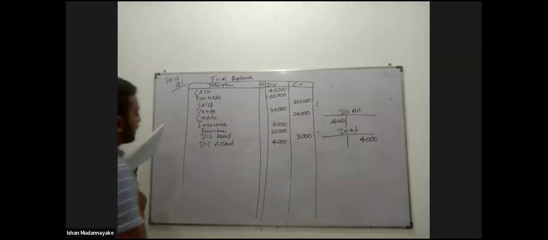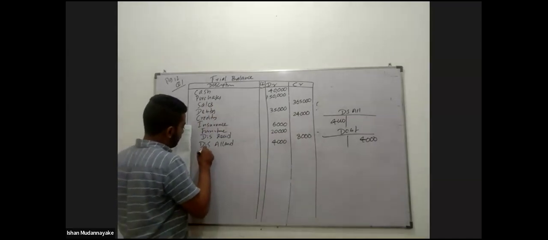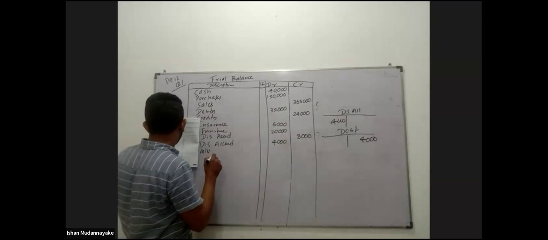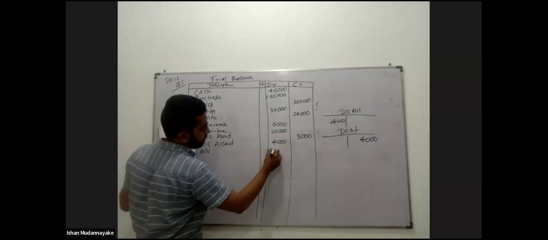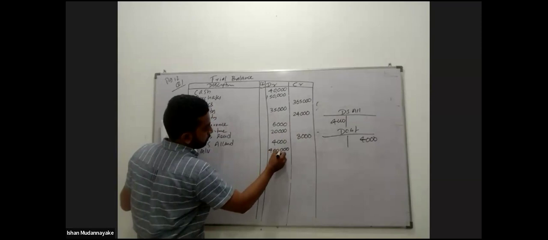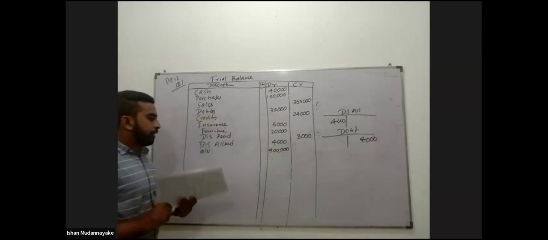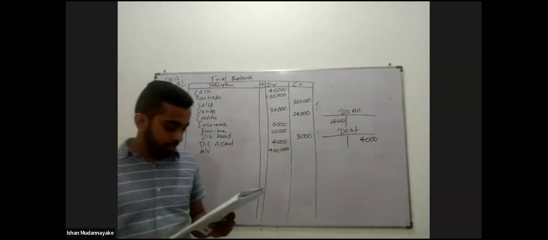Next, motor vehicle: debit side or credit side? Debit side. Motor vehicle is an asset, debit side. Motor vehicle debit side, assets, 400,000.